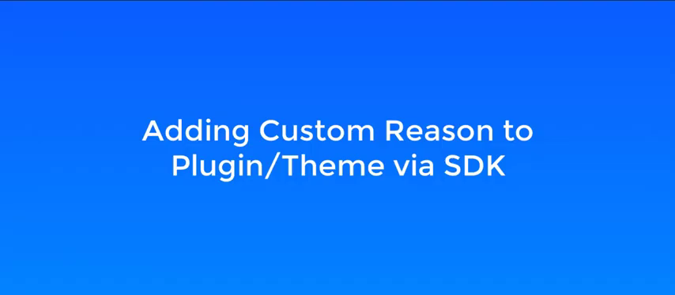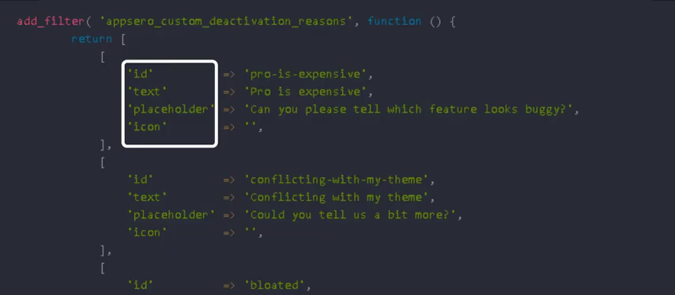Now add the custom reasons for your plugin or theme through the SDK. The variables for ID is the deactivation slug. Text is the deactivation title. Placeholder will show the text area field. And lastly, the icon represents the SVG icon with the size of length and width of 23.